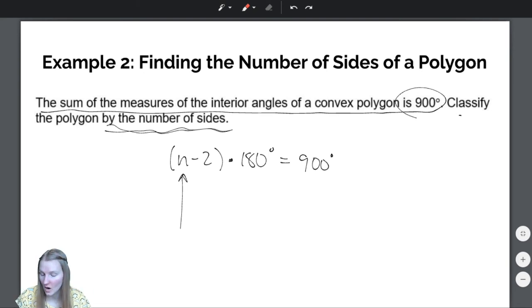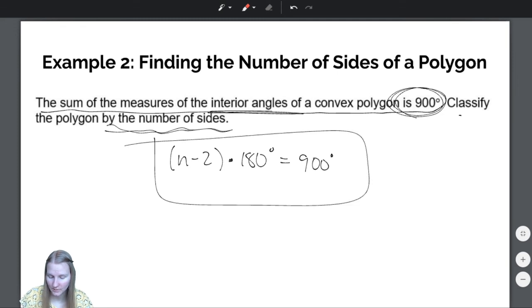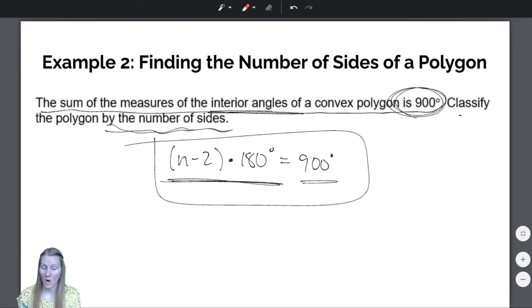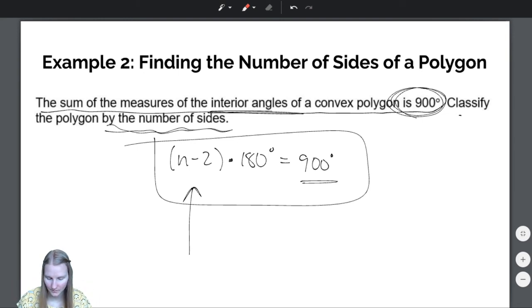But all we know is that the interior angles of this convex polygon add up to 900. So what they're saying is this: I take my Polygon Interior Angles Theorem, and I know that that is equal to 900 degrees. And now I can solve this for n. I can figure out what n is.